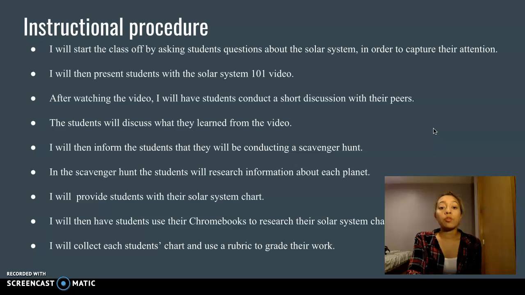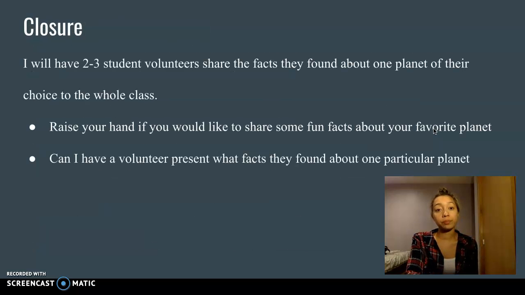I will then inform the students that they will be conducting a scavenger hunt. In the scavenger hunt, the students will research information about each planet. I will provide students with their solar system chart. I will then have students use their Chromebooks to research their solar system chart questions. And at the end, I will collect the students' chart and use a rubric to grade their work.